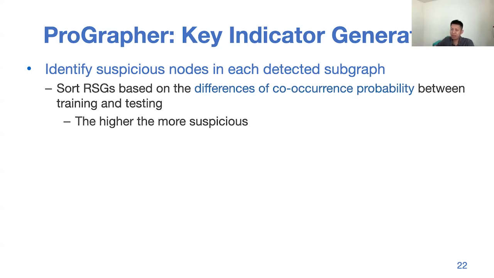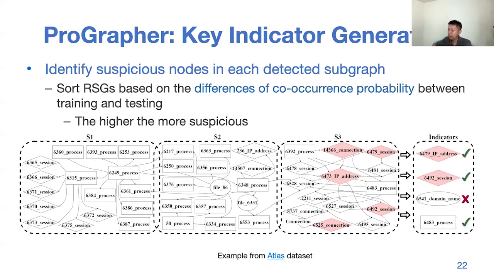Why is this the case? Because in the training procedure, we compute the probabilities for the graph, and we also compute the probabilities for each node. So we can just compute the differences between the probabilities in the training and testing data sets of the same nodes. The higher the difference, the more suspicious the node is, which means it shouldn't actually appear in the testing stage. That's something we should pay more attention to.